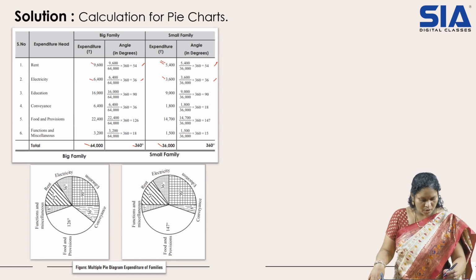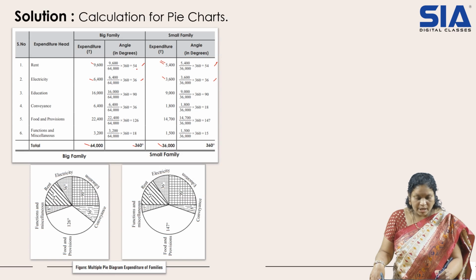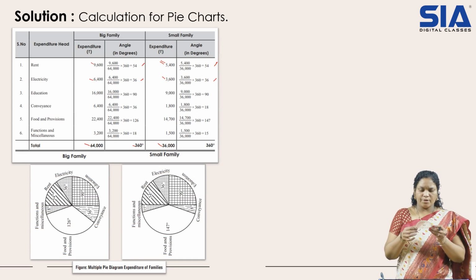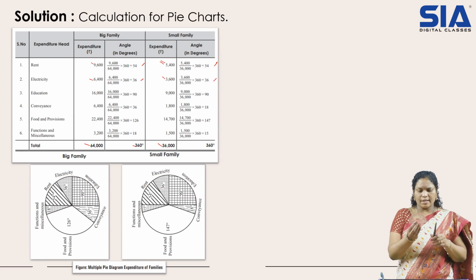The first value you have here is 54, right? To plot that, take a protractor. With the protractor we'll be plotting. Take a protractor and check how the data is here. From the left side, 0 starts here, 0 to 180, so on the upside. There is a second scale also; from the right side you have 0 to 180.